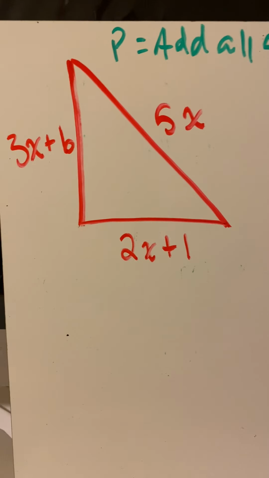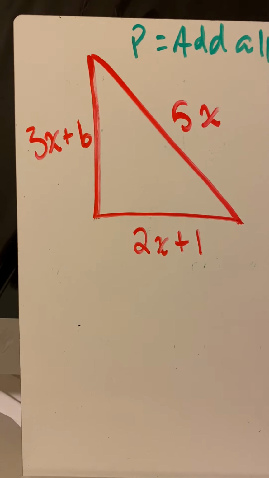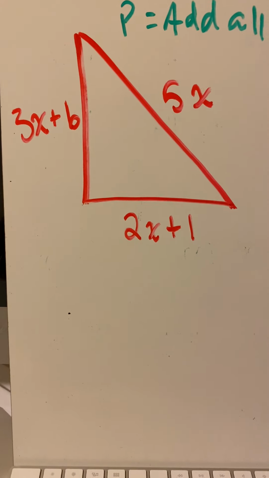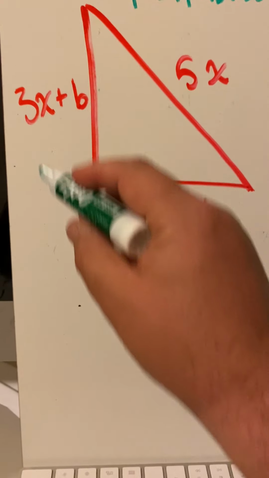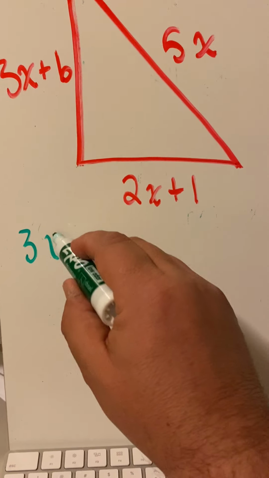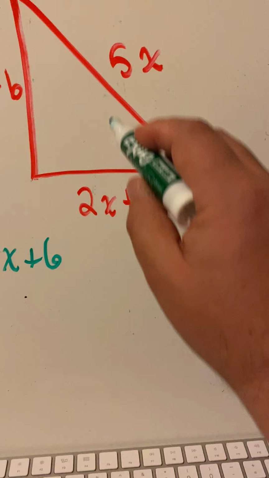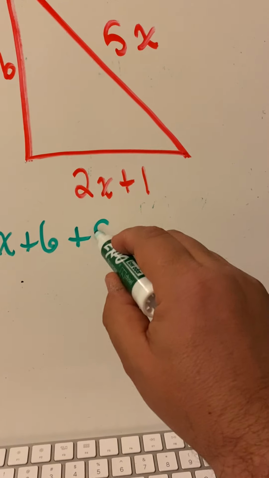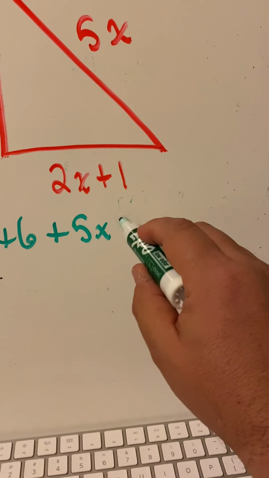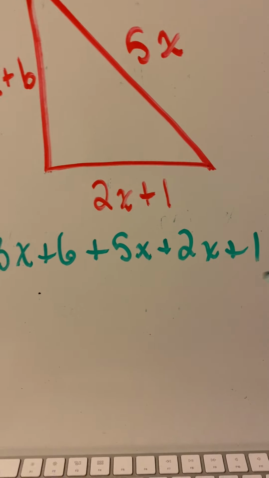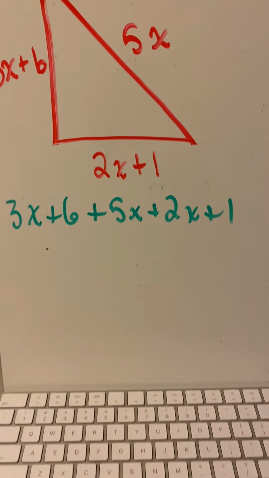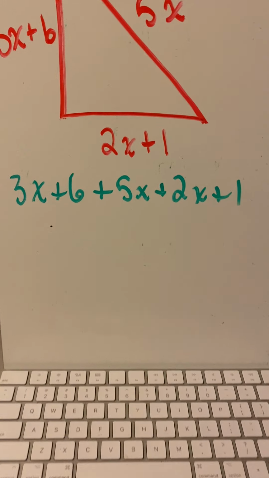Now, with problems with perimeter, especially with ones that have more sides than just 3, I don't like to do what some of the books do. The books do this. They will take it and they will write 3x plus 6 plus 5x plus 2x plus 1. They'll write each side down individually in a big addition problem, which is essentially just an algebraic expression.